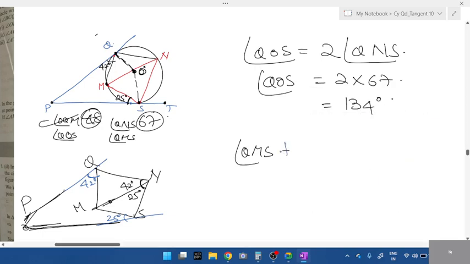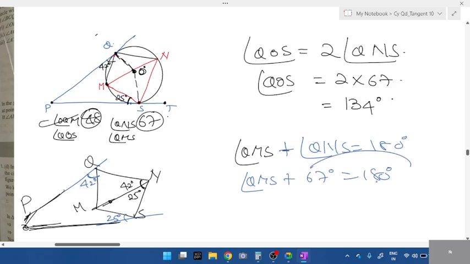Angle QMS plus angle QNS is equal to 180. Right. Sum of opposite angles of a cyclic quadrilateral is 180. Angle QMS plus 67 degrees is equal to 180. 67 will go to the other side, become subtraction. 180 minus 67 is how much? 113. What's the answer, Lima? Is it 103? 113.